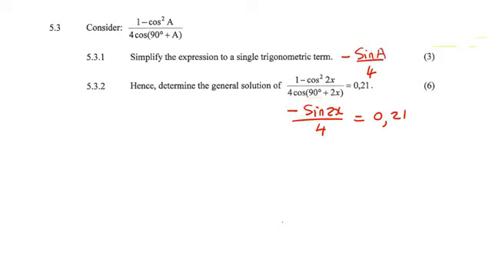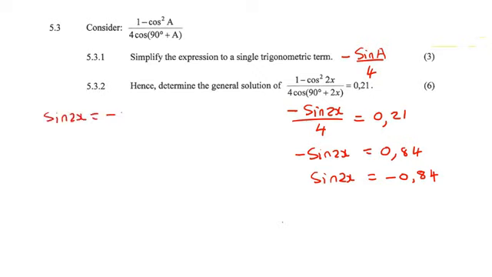So what I would do first, I'll take this 4 and I'll multiply it across. So that's going to end up giving us negative sin 2x equals 0,84. Okay, then this negative, we can divide by that negative. So it becomes sin 2x equals negative 0,84. Okay, so I'm going to carry on over here, should I say.